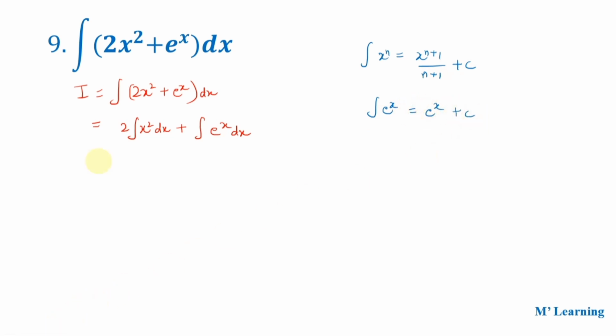So using this we get 2x³ by 3, because the power is 2 here, so 2 plus 1 becomes 3, and e to the power x is e to the power x, plus c. This can be written as 2 by 3 x³ plus e to the power x plus c.